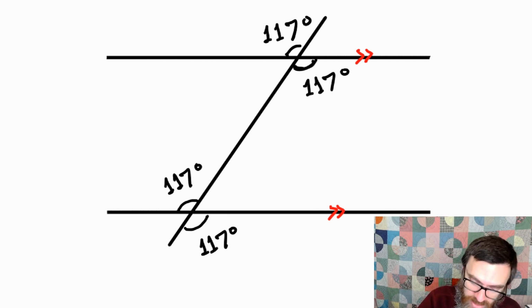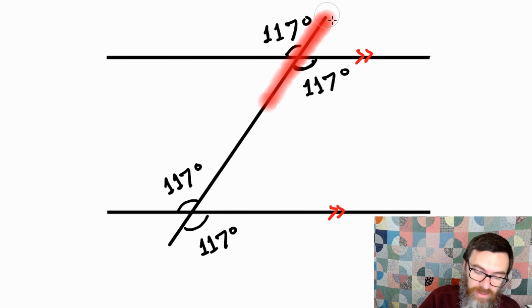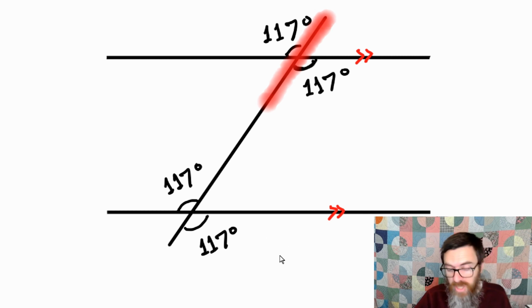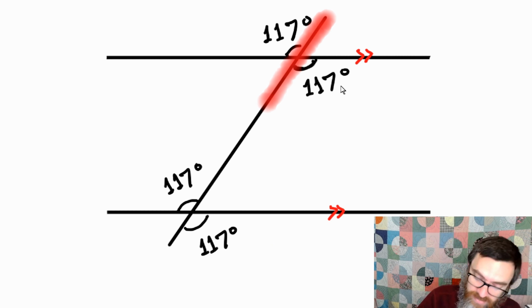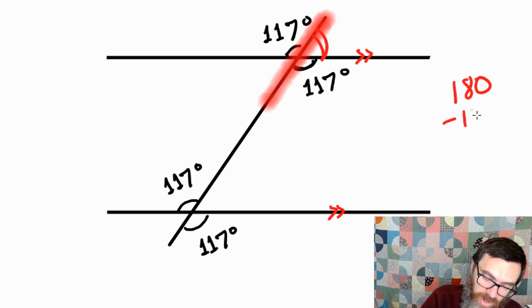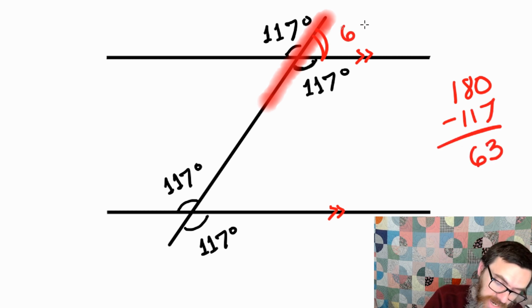What about the other angles? Well, if we pay attention here, this guy right here is straight, which means we have supplementary angles with the 117 and the angle that's right here. So if we do the subtraction, we do 180 minus 117, we get 63. So this guy is 63 degrees. So is his vertical angle over here.